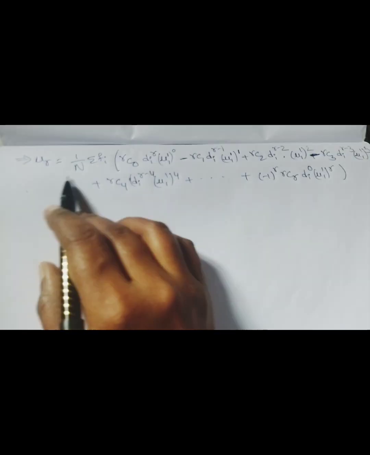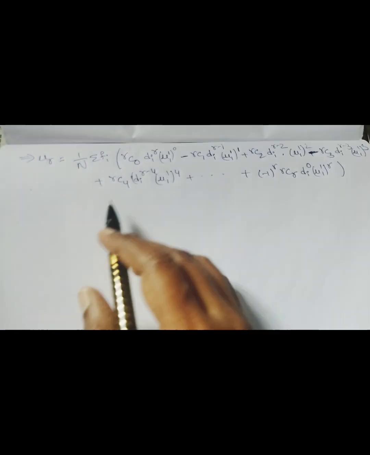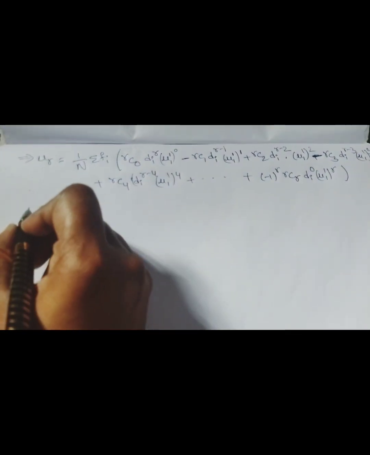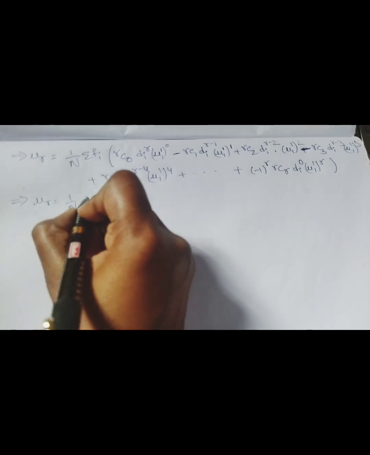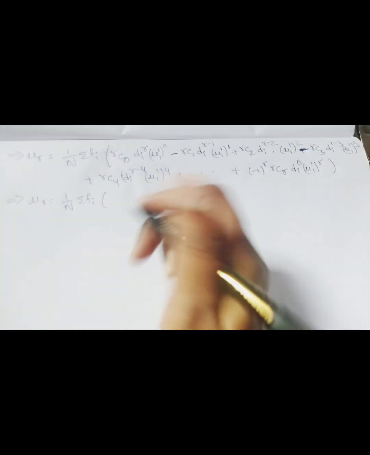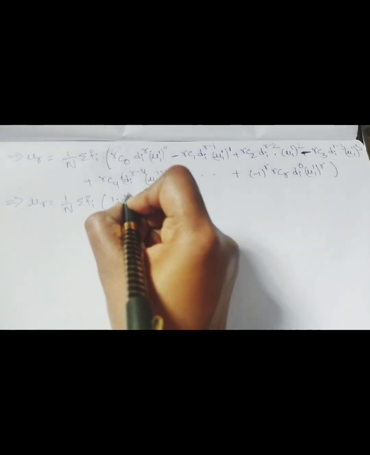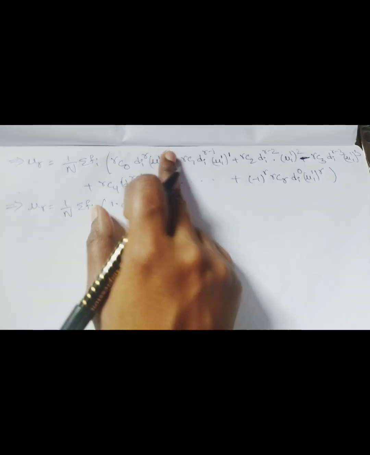A means mu 1 dash whole power r. So this is the answer we got finally, and let us solve further in order to get the non-central moments. So that implies mu r equals 1 by n summation fi into rC0, whose value is 1. So 1 into di whole power r, mu 1 dash whole power 0. Anything power 0 is 1.